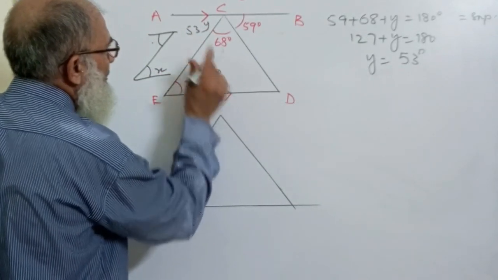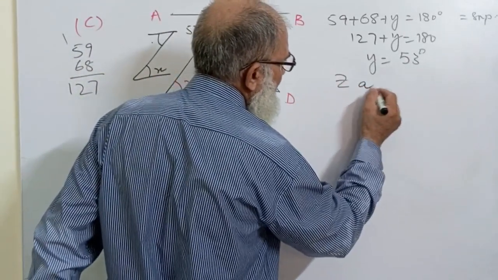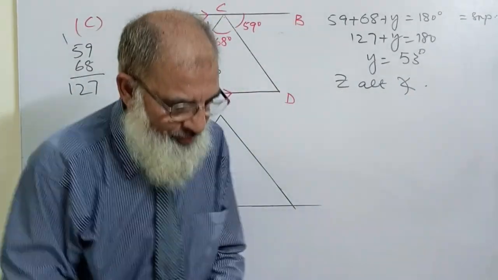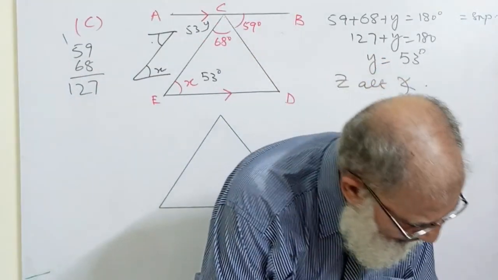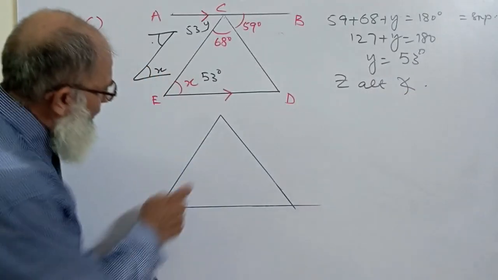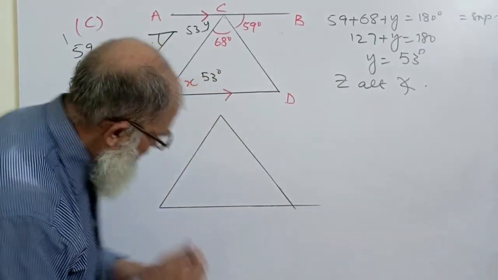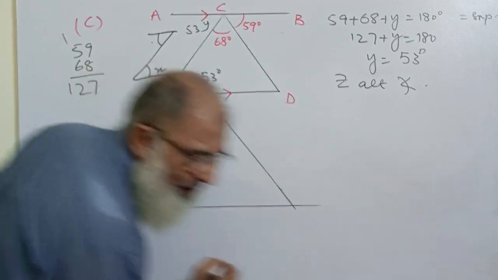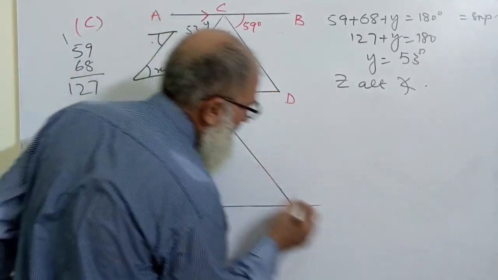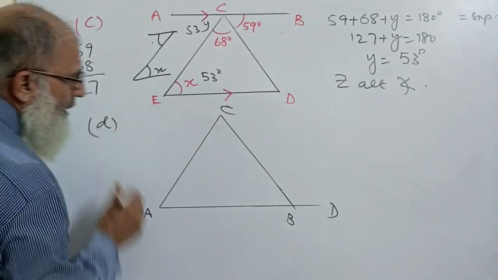No need to calculate it anymore. Now you can write for this reason: Z alternate angles. Now for this, A, B, C, and it is D. Part D.